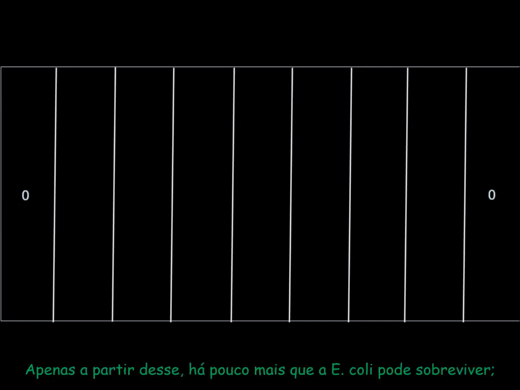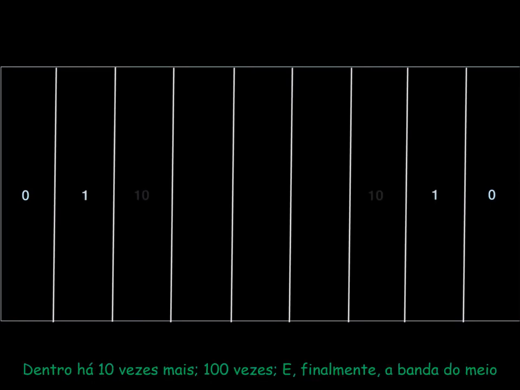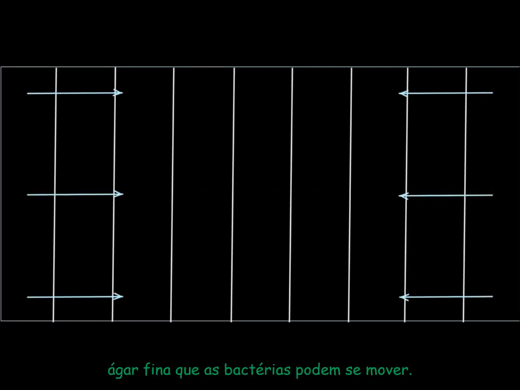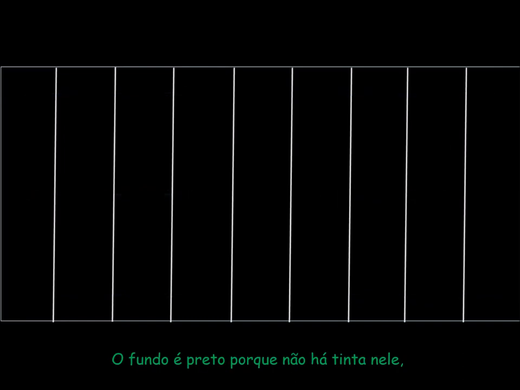Just in from that, there's barely more than the E. coli can survive. Inside of that, there's 10 times as much, 100 times, and then finally the middle band has 1,000 times as much antibiotic. And then across the top of it, porous and thin agar that bacteria can move around in. The background is black because there's ink in it, and the bacteria appear as white.